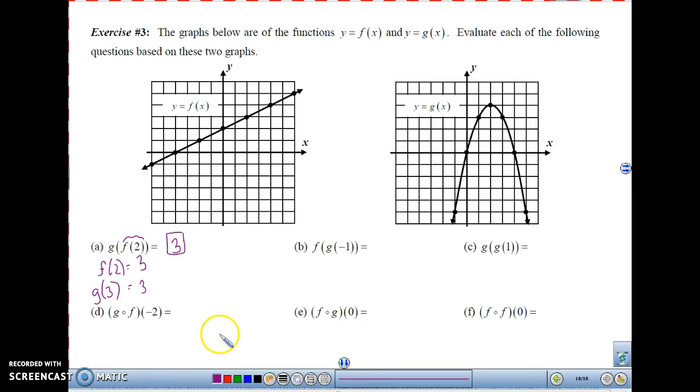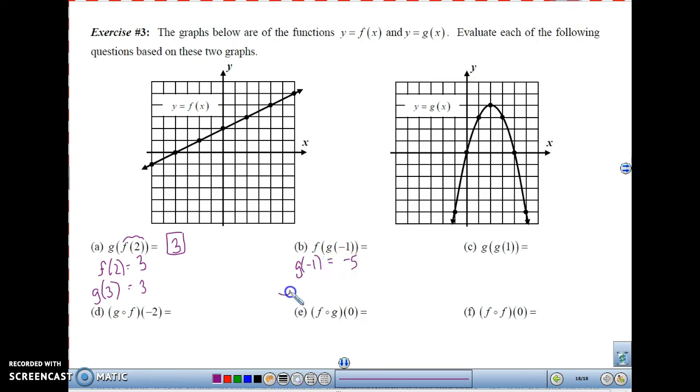Now you can also do it as f of g of negative 1. Which function do we start with first? g of negative 1 is first because it's inside the parentheses. So I want to start with this function at negative 1. Here's negative 1, 1, 2, 3, 4, 5. So g of negative 1 is negative 5.